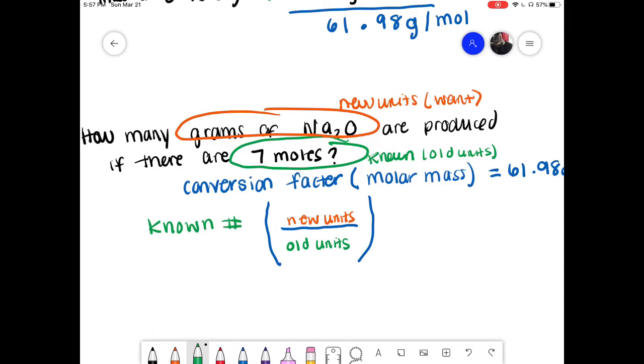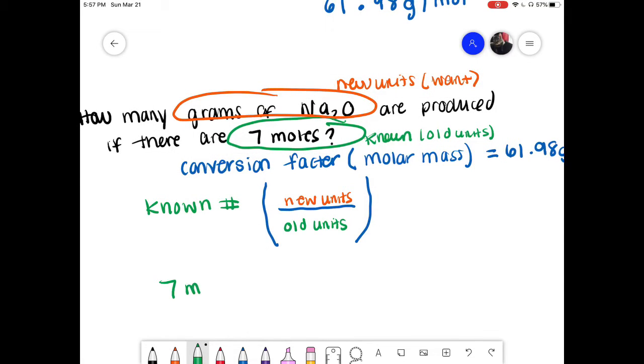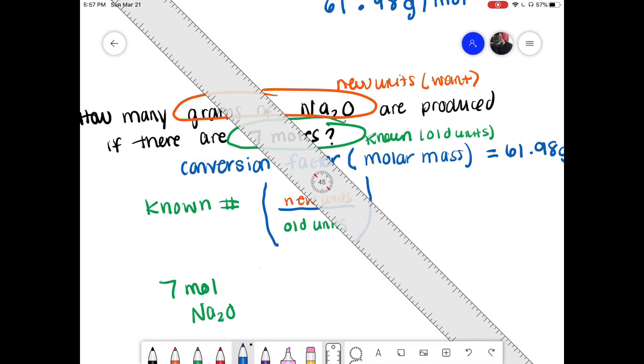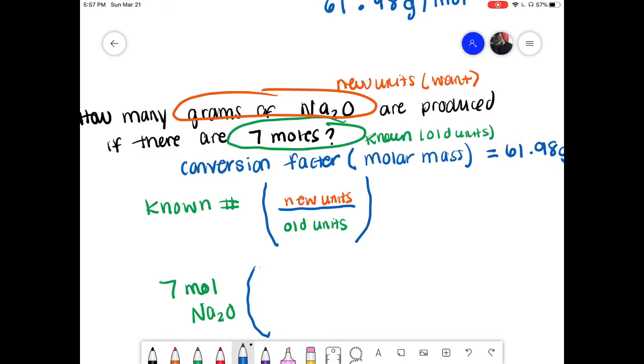So we're going to go ahead and put our known number up front, which was 7 moles of Na2O. Next, we are going to use our conversion factor. But before we can even put our numbers in there, we need to know what units go on top and what units go on the bottom. Well, we know our old units are going to be the same units that we start with. And the units that we started with was moles of Na2O. Our new units are what they want our answer in. And so from the question, we found that our new units are grams of Na2O.